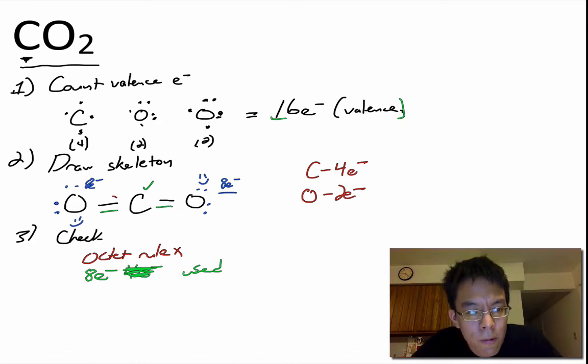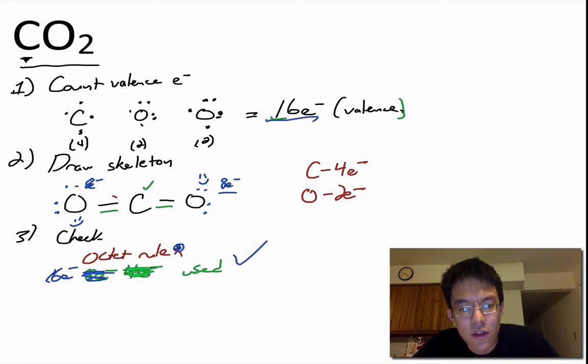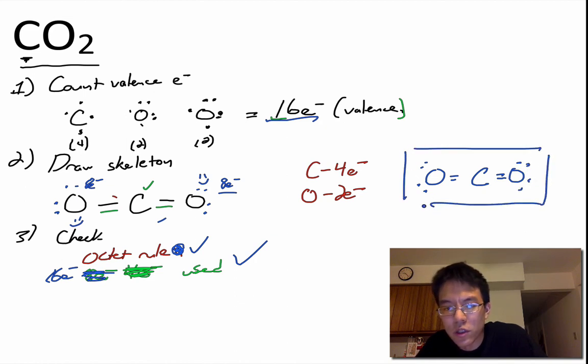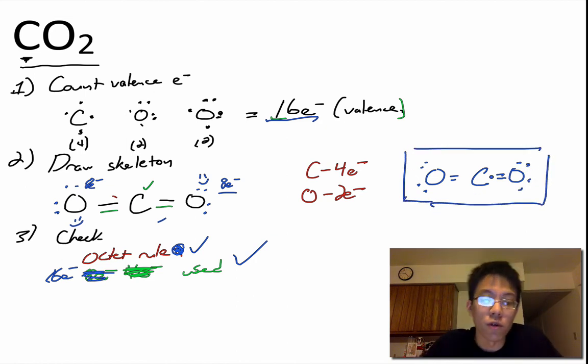Now I just have to check that I've used the right number of electrons. I've used 2, 4, 6, 8, 10, 12, 14, 16. I've used 16 of the electrons that I originally had, so this now checks out. The octet rule, everyone is happy with that. So this is actually the final structure, CO2. So I'm just going to draw it over here, my final structure, CO2 with the valence electrons still here. And this is what I would consider my final structure for CO2.